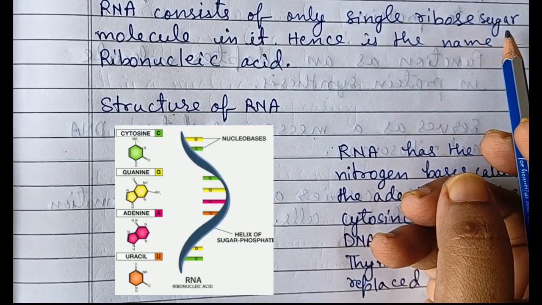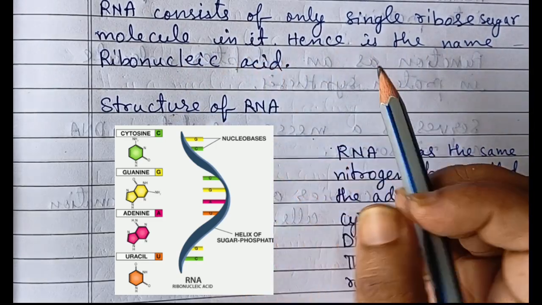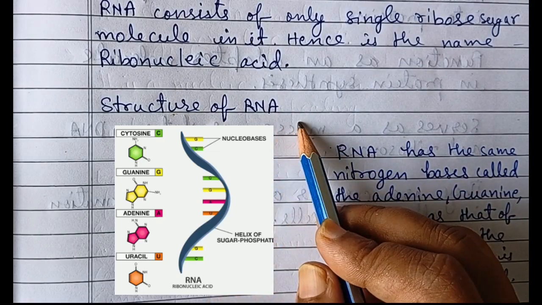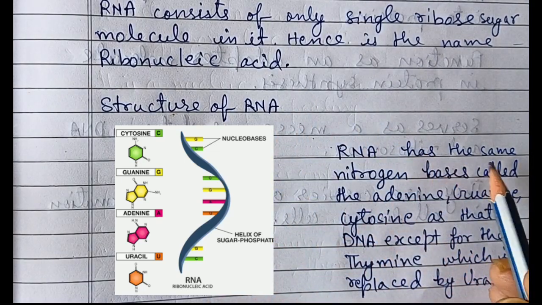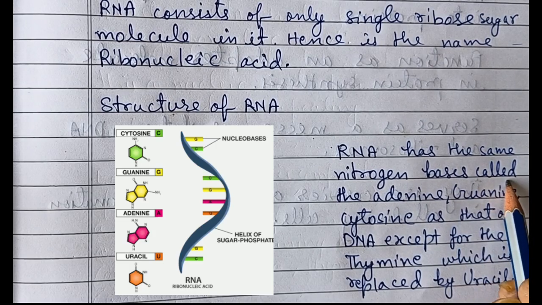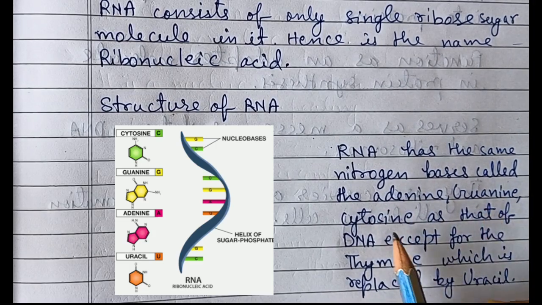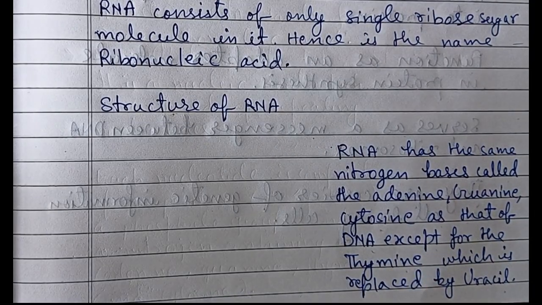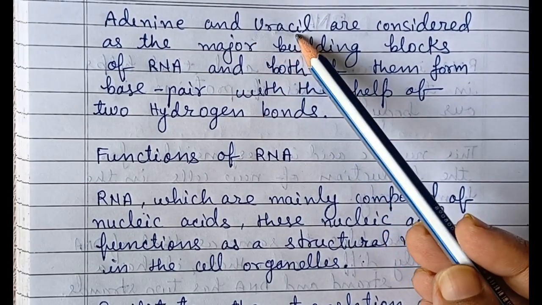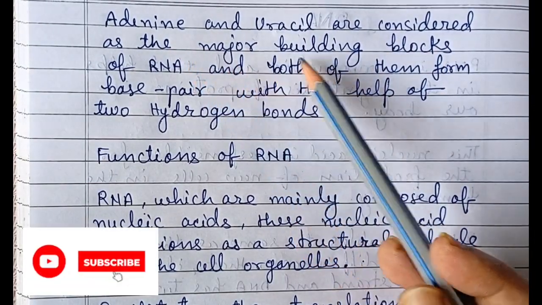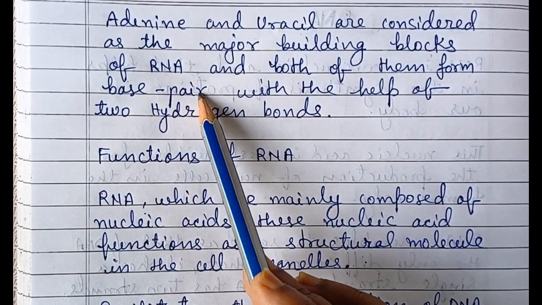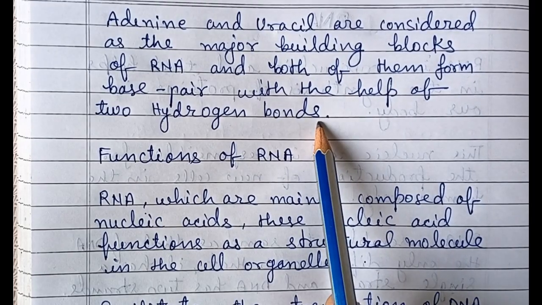RNA consists of only a single ribose sugar molecule, hence the name ribonucleic acid. Now, structure of RNA. RNA has the same nitrogen bases, adenine, guanine, and cytosine, as DNA, except for thymine, which is replaced by uracil. Adenine and uracil are considered the major building blocks of RNA, and both of them form a base pair with the help of two hydrogen bonds.